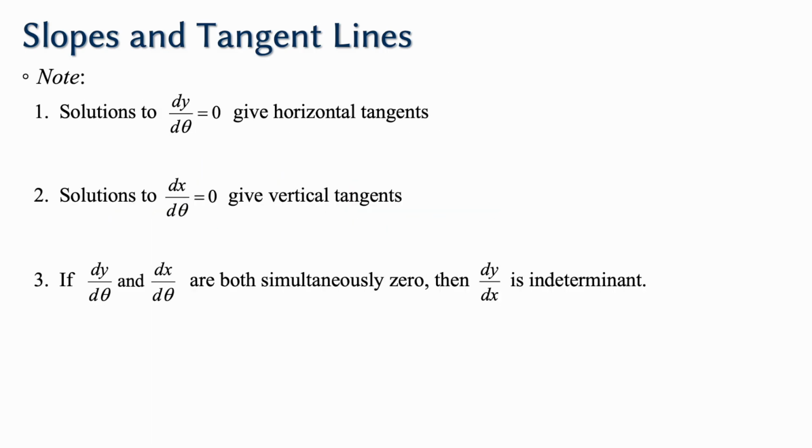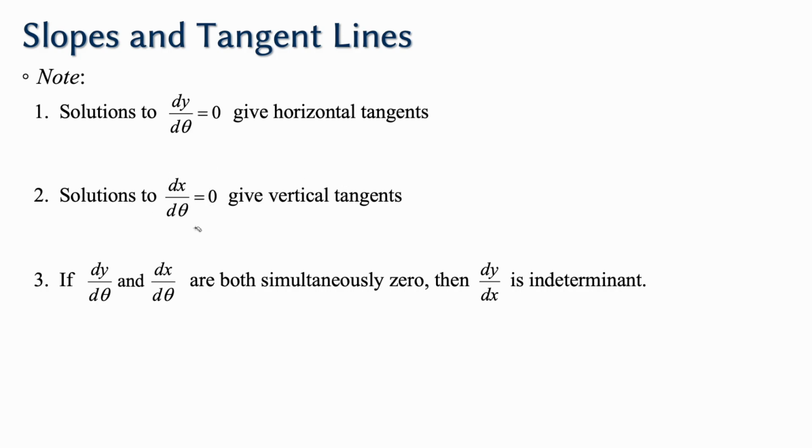Now, a couple of important notes. First, if you want to find where horizontal tangents happen, we solve dy dx's numerator for 0, because that's where dy dx would equal 0. So you're only concerned with dy d theta for that part. If you're looking for vertical tangents, that would be where dy dx is undefined, so its denominator equals 0, which is dx d theta. If you're simply looking for those points of vertical tangency, that's the part you solve for 0.